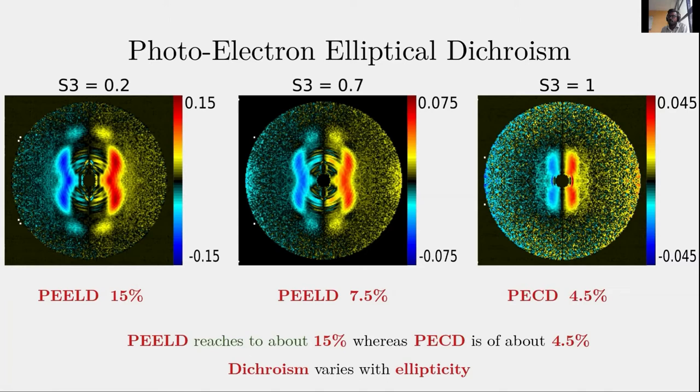Here we show S3 equals 0.2, that is, 20% of the photons are circularly polarized, S3 equals 0.7, where 70% are circularly polarized, and S3 equals 1. We see that the corresponding photoelectron elliptical dichroism is 15% for S3 equals 0.2, 7.5% for 0.7, and for circularly polarized, we have 4.5%. Hence, we can see that the dichroism is also sensitive to the ellipticity. A very interesting thing to note is that for S3 equals 0.2 and 0.7, the structure looks almost relatively the same. And if we draw the 2Up circle, it is roughly here, and we can see that we still see some rescattering.